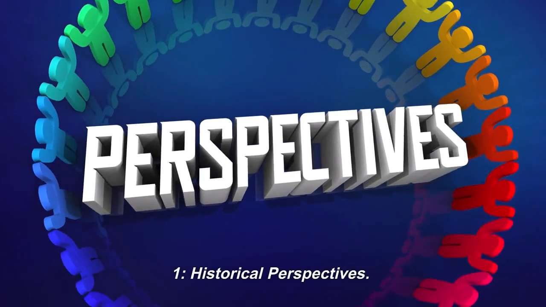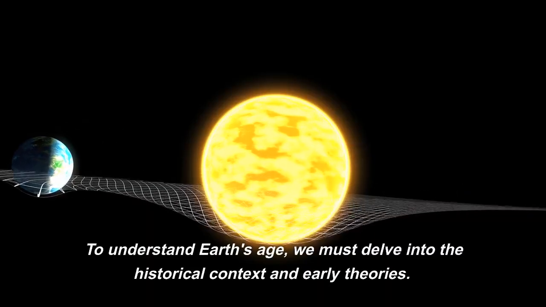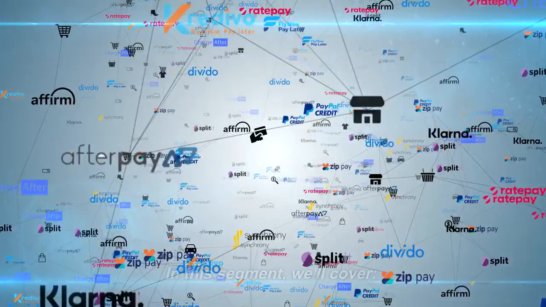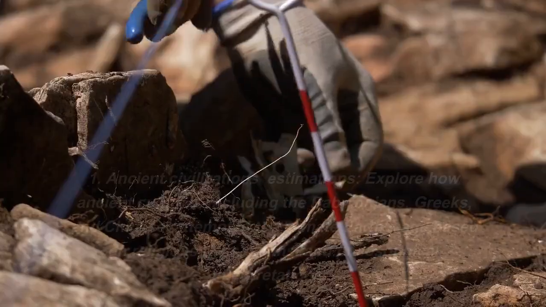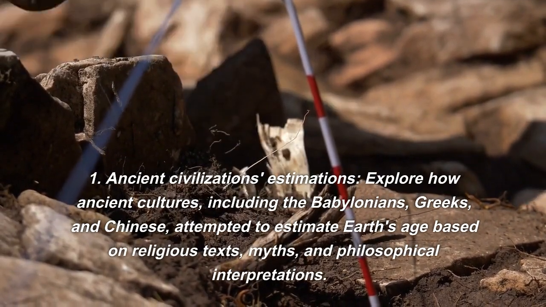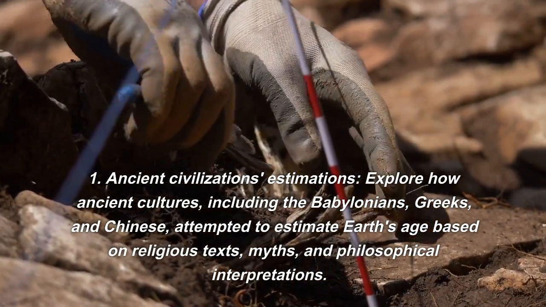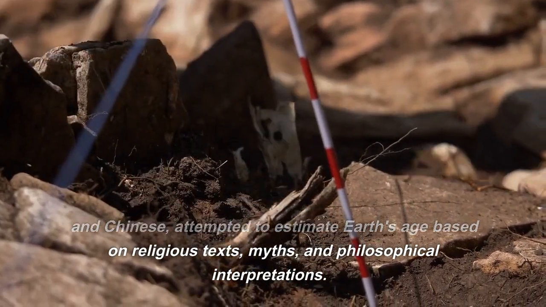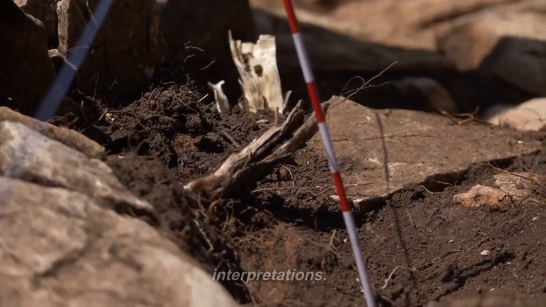1. Historical perspectives. To understand Earth's age, we must delve into the historical context and early theories. In this segment, we'll cover: 1. Ancient civilizations' estimations. Explore how ancient cultures, including the Babylonians, Greeks, and Chinese, attempted to estimate Earth's age based on religious texts, myths, and philosophical interpretations.